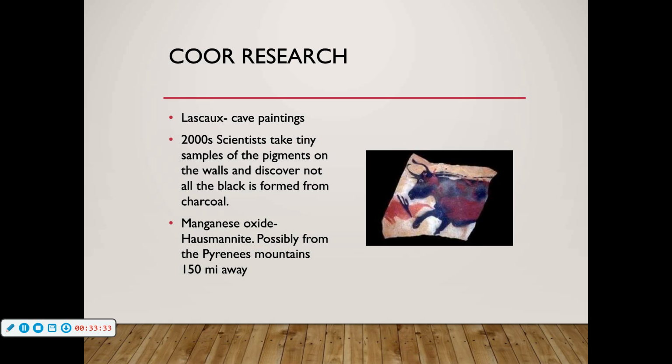So the Lascaux Cave paintings are, like I said, thousands of years old. In the 2000s, scientists take tiny samples from the pigments on the walls and discover that not all of the black is actually formed from charcoal, which is what we thought at the time. The manganese oxide, called hausmannite, is probably from the Pyrenees Mountains, which is about 150 miles away. So the black that is being obtained for these paintings is being obtained purposefully for creating art.